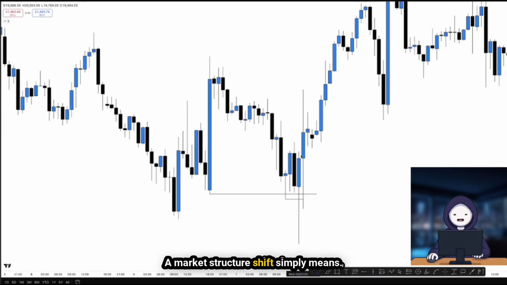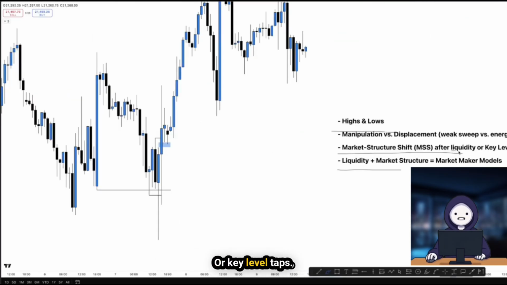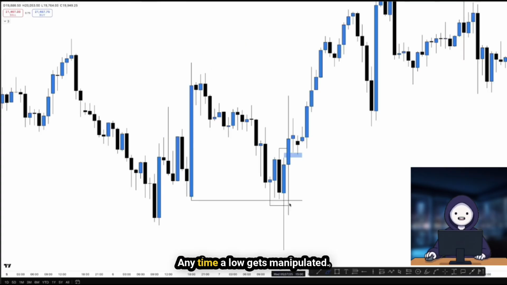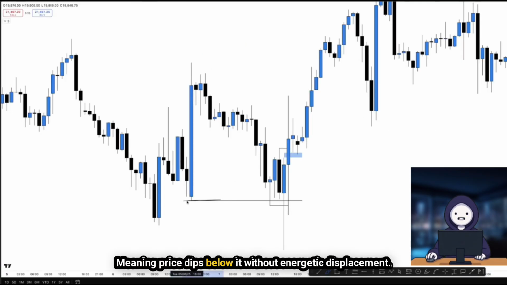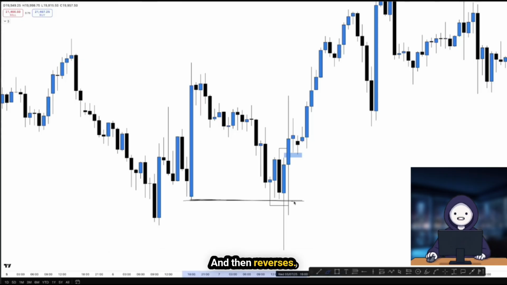A market structure shift simply means that after making lower highs and lower lows, price creates a genuinely new higher high. And what makes that higher high valid is that it was created through a fair value gap and price closed beyond that structural point. You can pair this with liquidity sweeps or key level taps, which we'll get into shortly. A useful additional trick here: anytime a low gets manipulated, meaning price dips below it without energetic displacement and then reverses, you can use the high that preceded that move as your target.